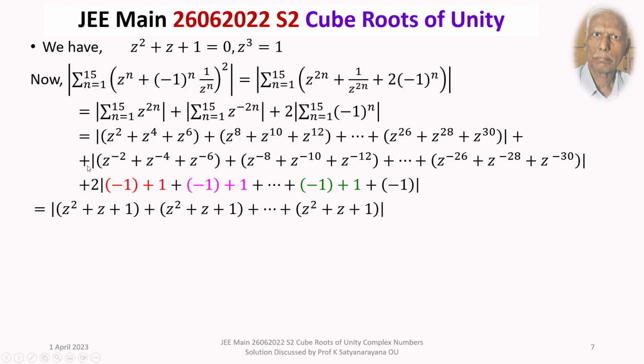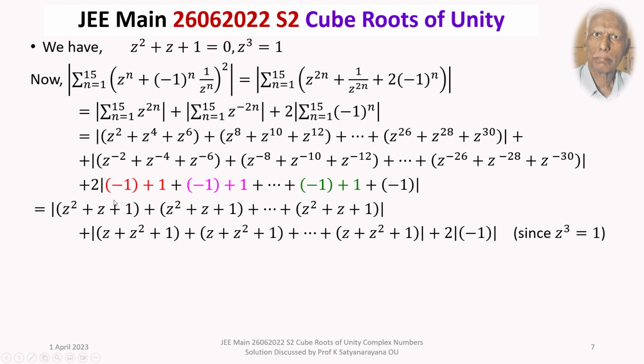Let's go to the next one. Next one, plus mod of this. So Z to the power of minus 2 is Z. Z to the power of minus 4 is Z to the power of minus 1. Z to the power of minus 1 is Z square. Z to the power of minus 6 is 1. So also Z to the power of minus 8, Z to the power of minus 2 is Z. Z to the power of minus 10, Z to the power of minus 9 is 1. Z to the power of minus 1, that is Z square. Z to the power of minus 12 is plus 1. Likewise, the last bracket also. So each bracket will have Z plus Z square plus 1, so on and so forth.